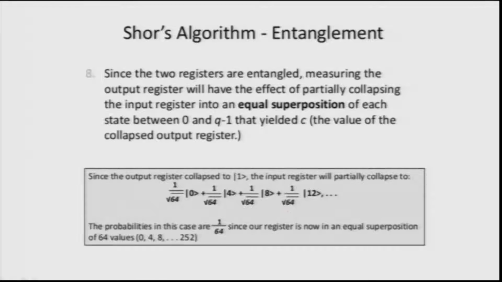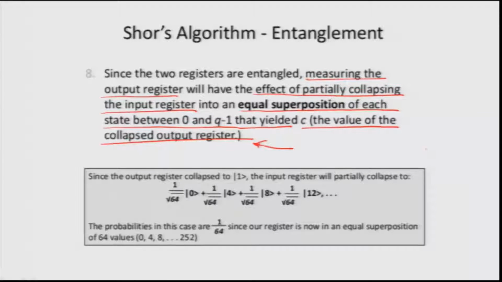Now, since the two registers are entangled, measuring the output register will have the effect of partially collapsing the input register into an equal superposition of each state between 0 and q minus 1 that yielded the value of the collapsed output register. This is the quantum aspect of this entire problem. The very fact that my input and output registers were entangled meant that when I measured the output register, it automatically affected the input register, partially collapsing it into an equal superposition of each state such that the result that we measured, C, of the collapsed output register, was there.